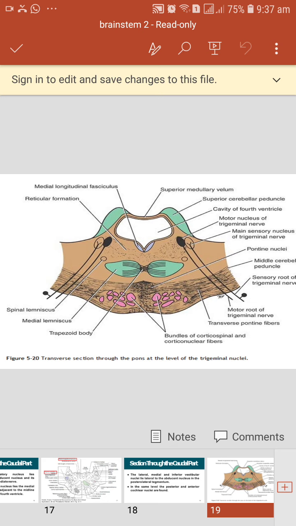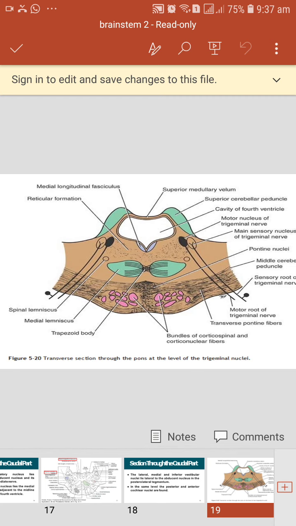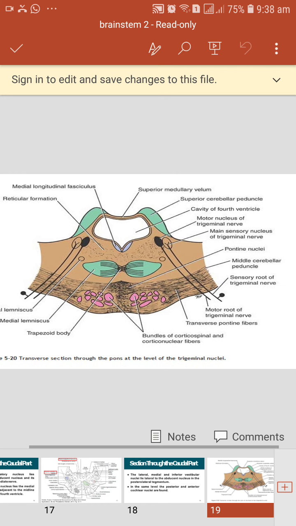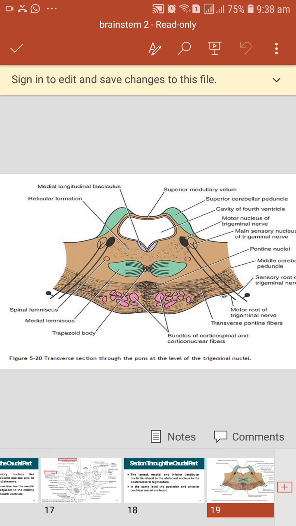Why do you have here the spinal lemniscus? Because, as I told you earlier, this is the continuation of the spinothalamic tract when we were discussing the ascending tracts. So you will also find the spinal lemniscus here. In case of the gray matter, you will just find the fifth cranial nerve nuclei. Again, lateral will be the main sensory nucleus of the trigeminal nerve, and medially there will be the motor nucleus of the trigeminal nerve. Other thing, the medial longitudinal fasciculus is present.